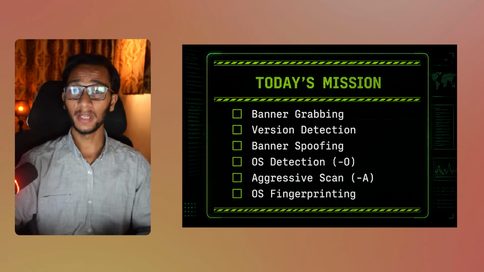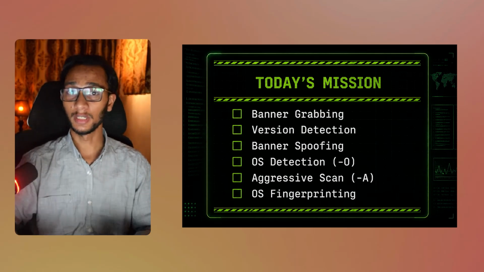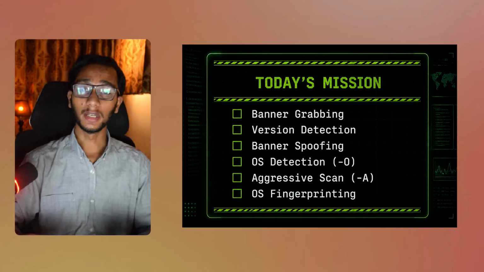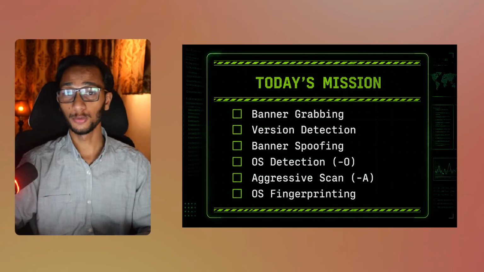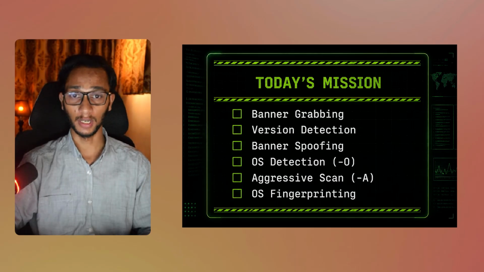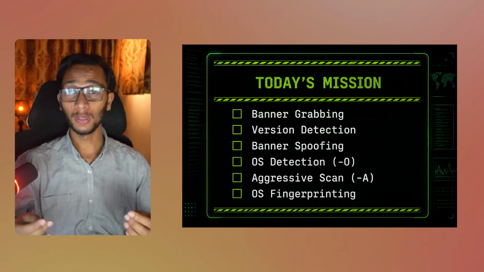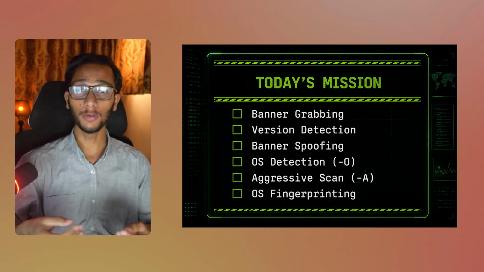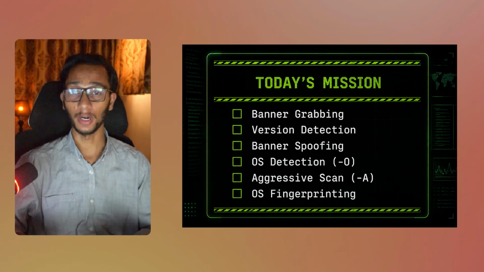Okay, what happens when an administrator hides their server details and you need to figure out exactly what operating system they are running? Well, in this video, we are taking our Nmap skills to the next level with advanced banner grabbing and operating system detection. First of all, I'm going to show you how to pull the server banner to reveal exactly what software versions are running, and how defenders can actually spoof them to track you.